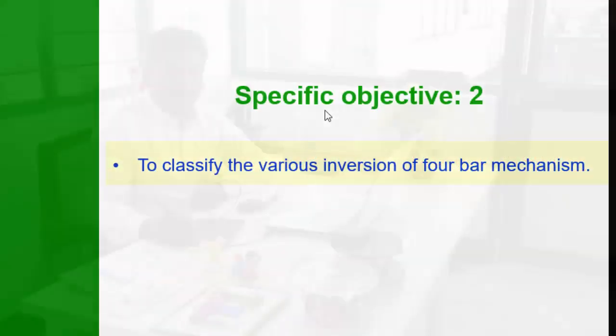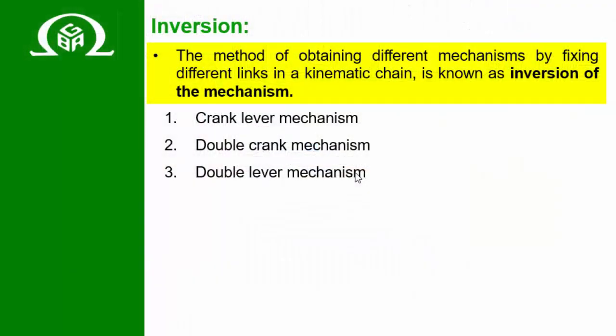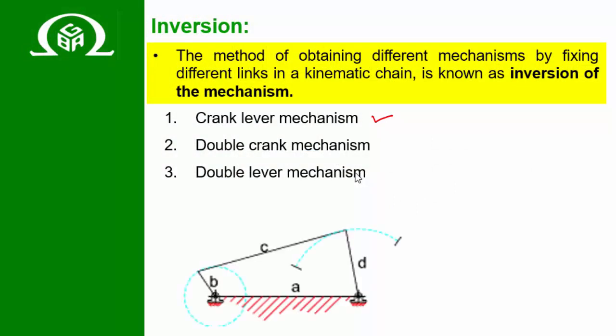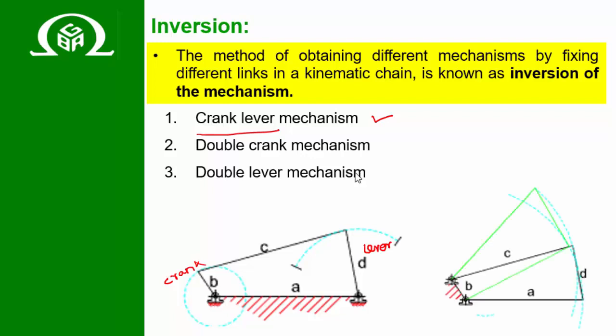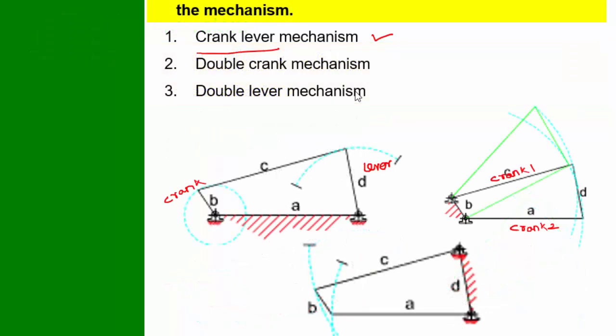Specific objective 2, to find the various inversions of 4-bar mechanism. Inversion is the process of obtaining different mechanism by fixing different link. There are 3 possible inversions. First one, crank lever mechanism. The name itself gives meaning. Crank lever. Crank acts as an input, lever acts as an output. The second one, double crank mechanism. 2 cranks make complete rotation. The third one, double lever mechanism. Here 2 links act as a lever.